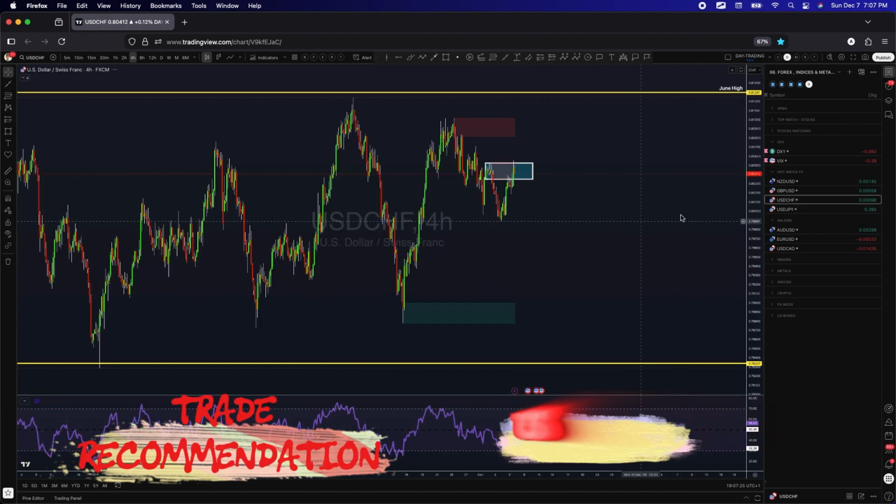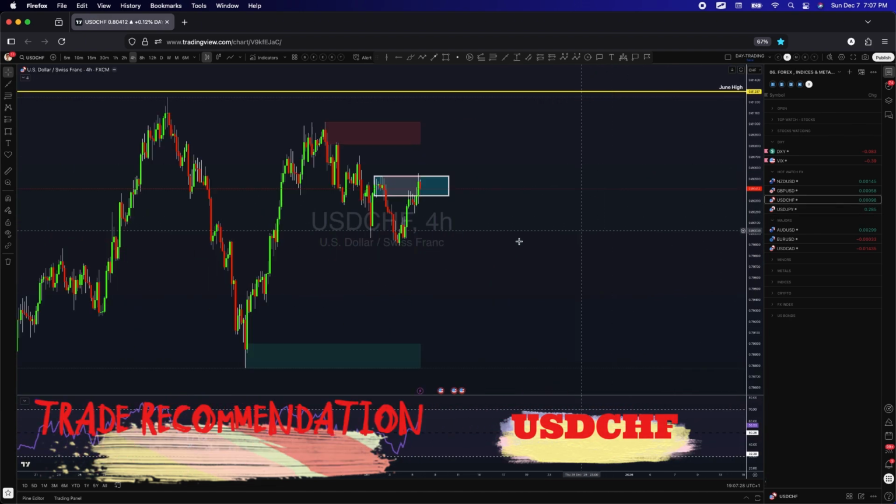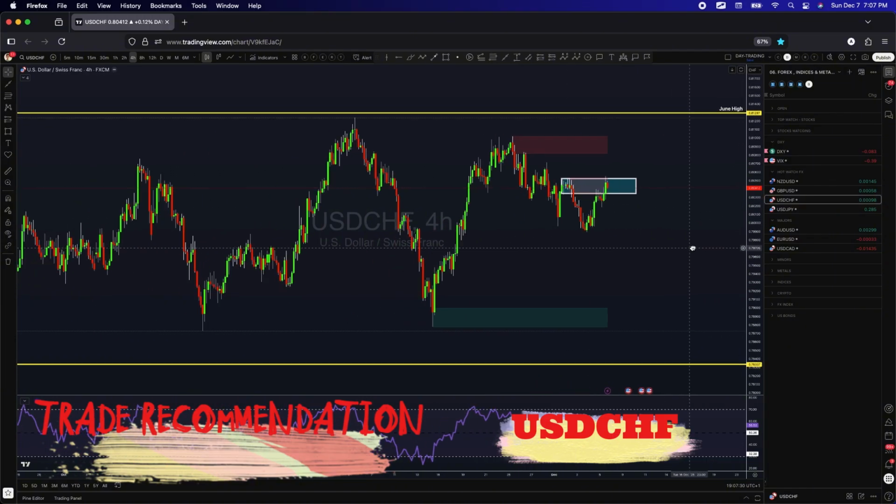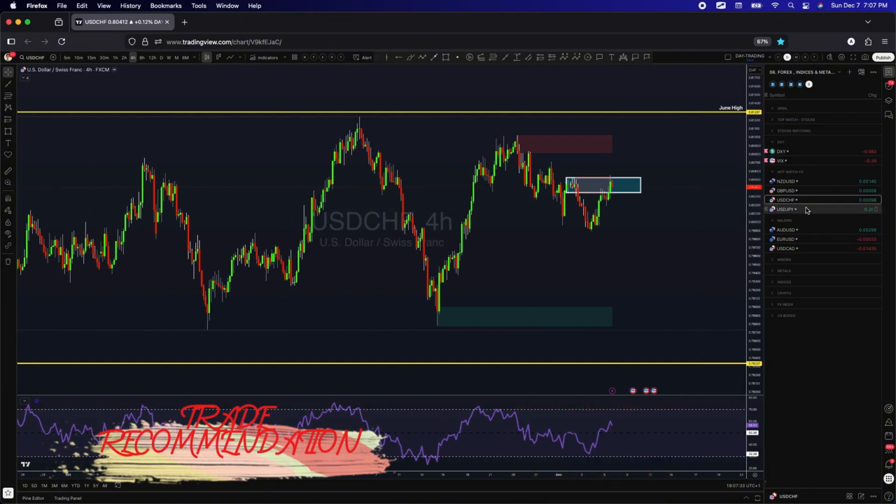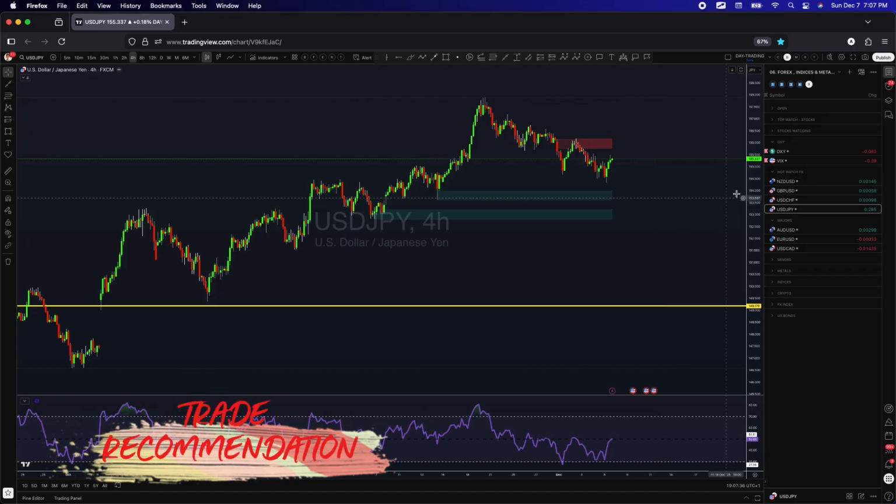Dollar Swiss, I will just be shorting this guy. Okay, all I need on dollar Swiss is just a candlestick pattern, and I will sell the shit out of it. Apologies for the words. Okay, moving forward. And pound, no, dollar yen.